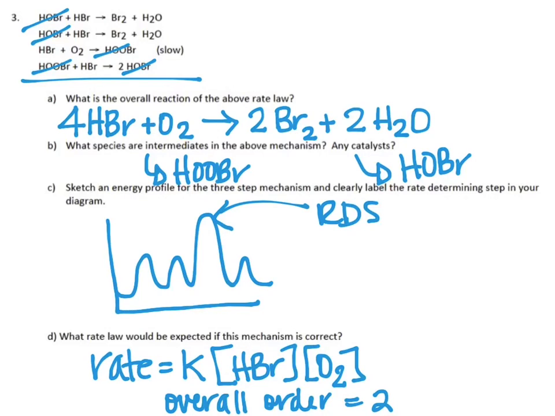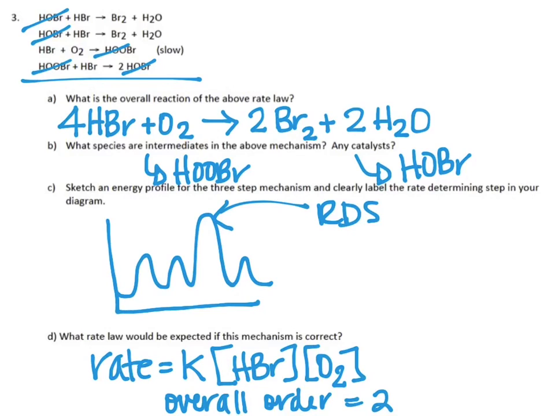So, determine order by coefficient in your slowest step. You cannot write a rate law by using your overall reaction. You have to use your slowest step. So the coefficient of our slowest step determines the order, and then you add those orders to get your overall order.